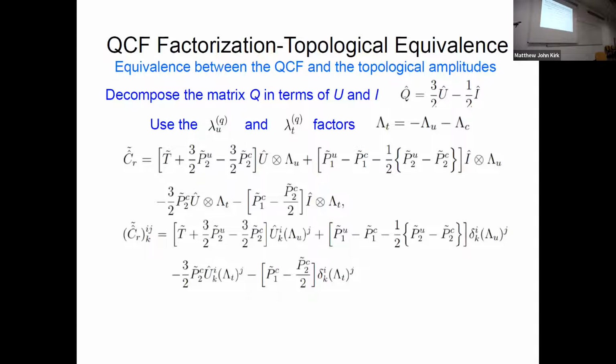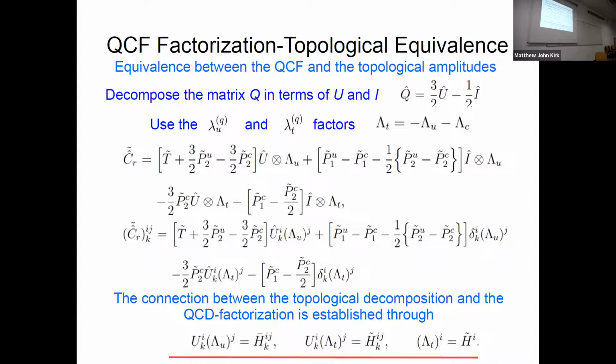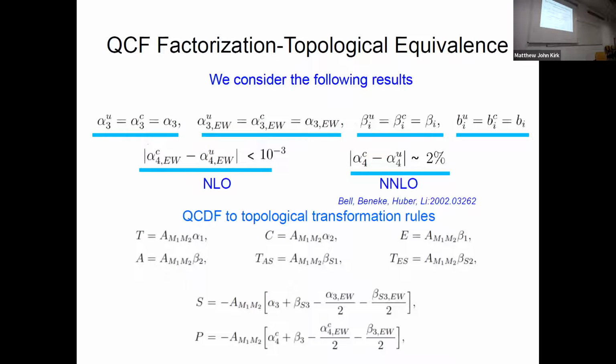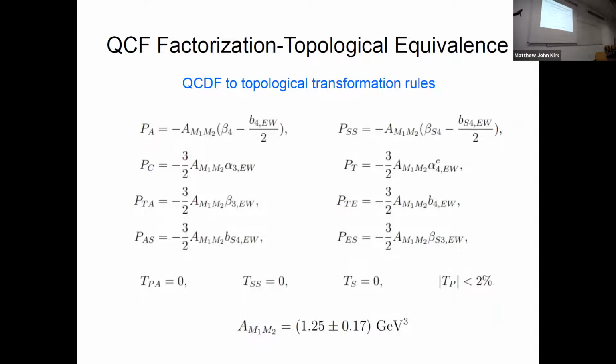I don't want to go into the details, it's a bit technical. But the important thing is you can find that dictionary. And you can also use information that you already have from the calculations. Some of these alphas are very precisely determined, so you can use that information too. And at the end of the day, you find this dictionary that translates the topological to the QCD factorization language.